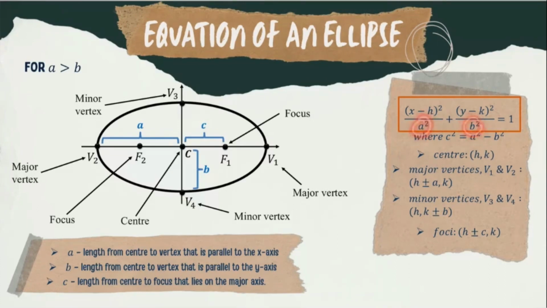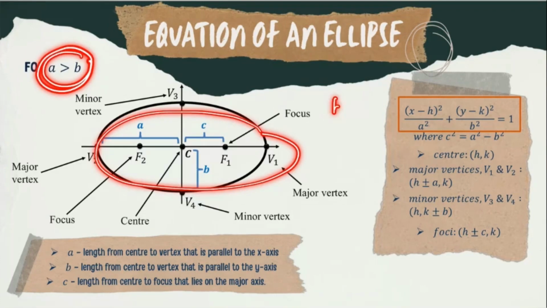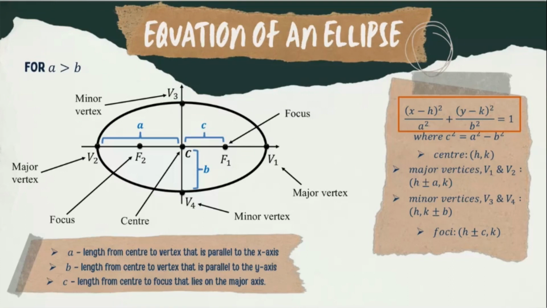Okay, kalau A kita lagi besar daripada B, so dia akan major on horizontal lah. Kalau B lagi besar daripada A, kita akan major on vertical. Okay, so untuk page ini kita hanya fokus kepada horizontal dahulu. Nanti next page kita tengok major on vertical pula macam mana.